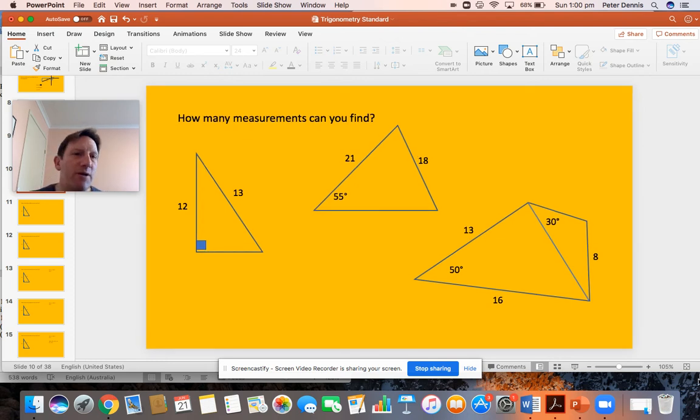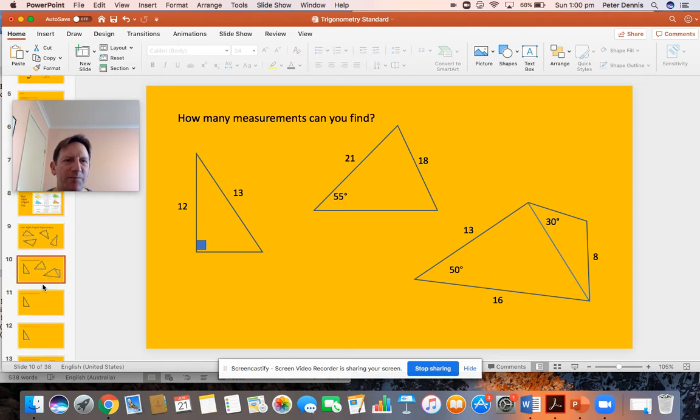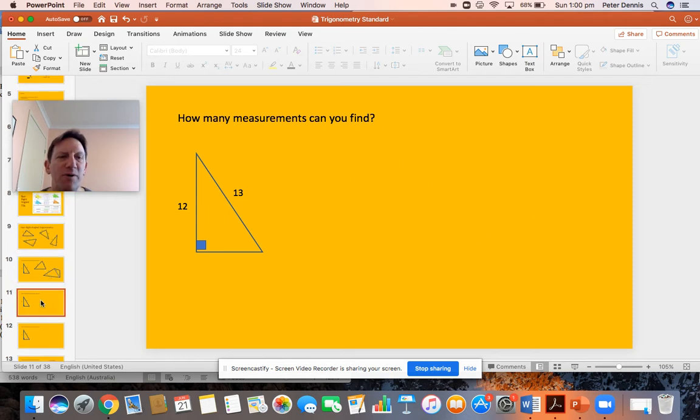Okay, these goal-free problems. I really like these goal-free problems. There isn't a question, it's just how many measurements can you find on this? Now, I'm not sure how I started this, but let's just look at that all by itself. Now, what's the first measurement that jumps to mind?